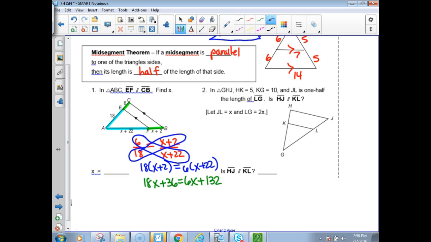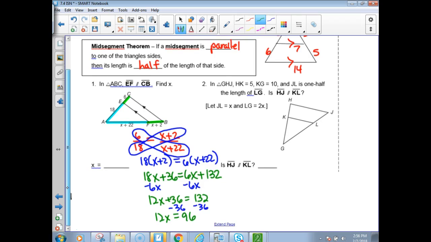All right, now we can get our x's on one side. We'll subtract 6x from both sides. That'll give us 12 times x plus 36 equals 132. You guys are probably ahead of me and already got the answer. Subtract 36. What do I end up with? 12 times x equals 96. Okay, and then I divide by 12 and I get 8. All that work and we found 8.